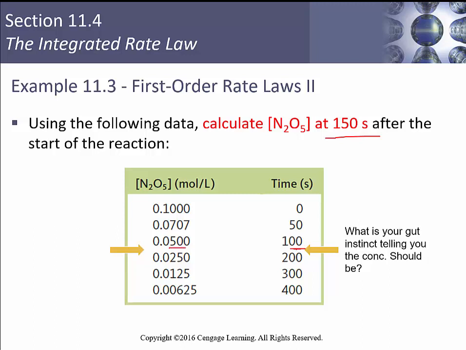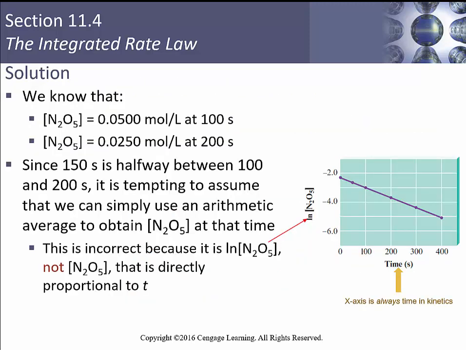Your gut instinct is saying it's going to be in here because your rate is going to depend on the concentration. It's probably going to be a little closer to 0.05 than it is to 0.025, right? But it should be somewhere in there, right? So we know that our concentration of N2O5 is going to be 0.05 moles per liter at 100 seconds.